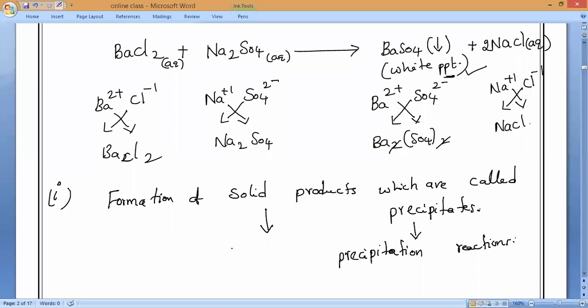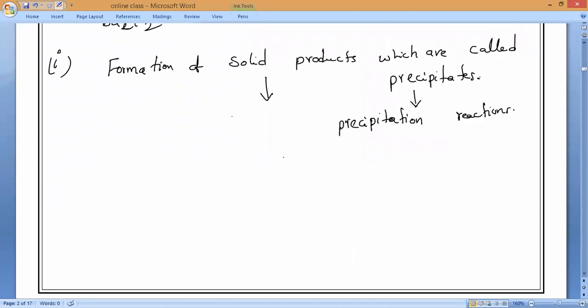Next, you can write the second one. Also you are observing a change in color. Do you observe the change in color? So what is the second characteristic? Color may be changed.